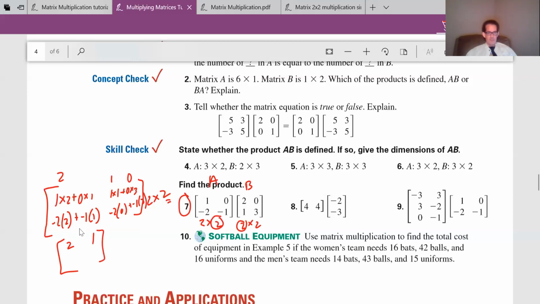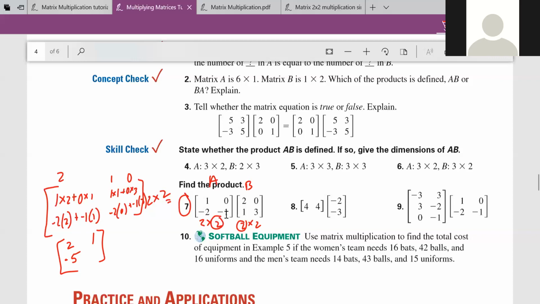Okay? And then for the bottom row, I have negative 2 times positive 2. Remember, negative times a positive is negative. And I have negative 1 times positive 1. So this is negative 4 plus negative 1. So negative 4 plus negative 1 is negative 5. And then over here, I have negative 2 times 0 is 0. And then I have 1 times 3. And I think, is that a negative 1?